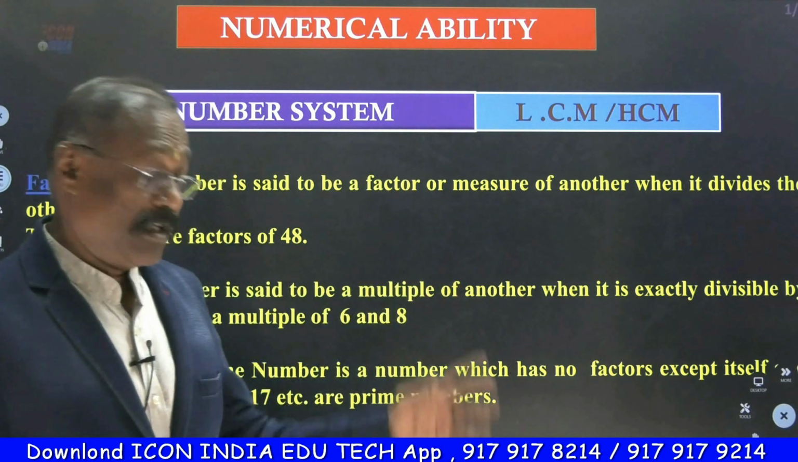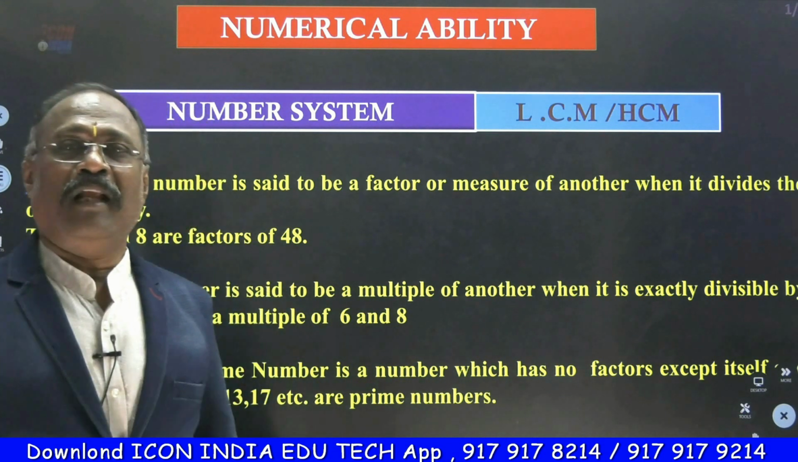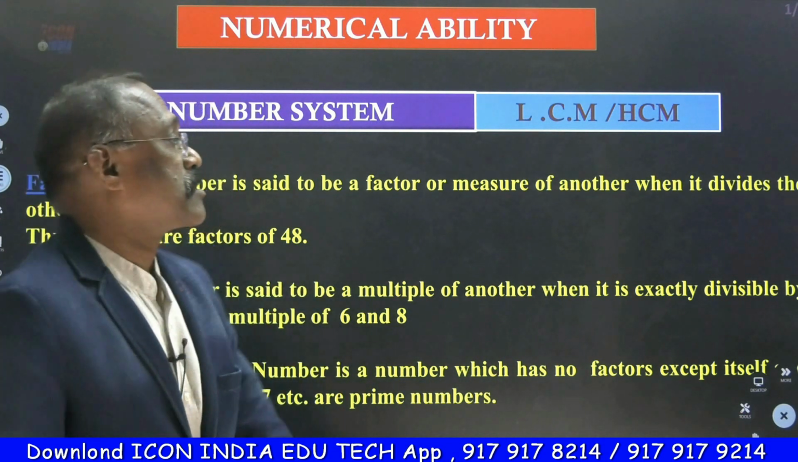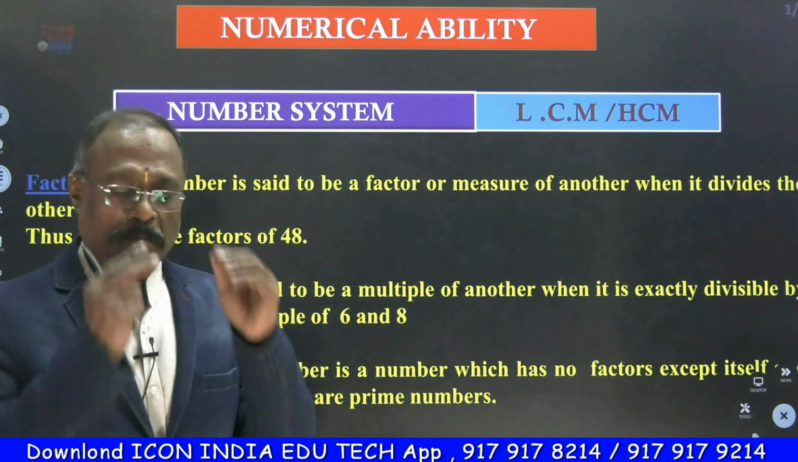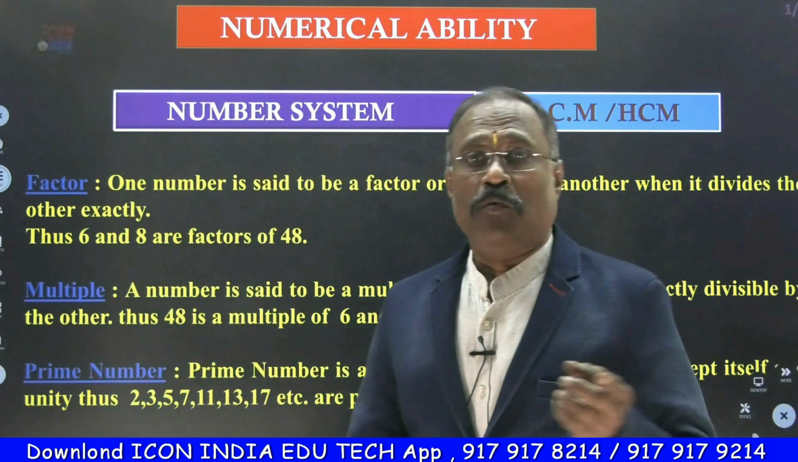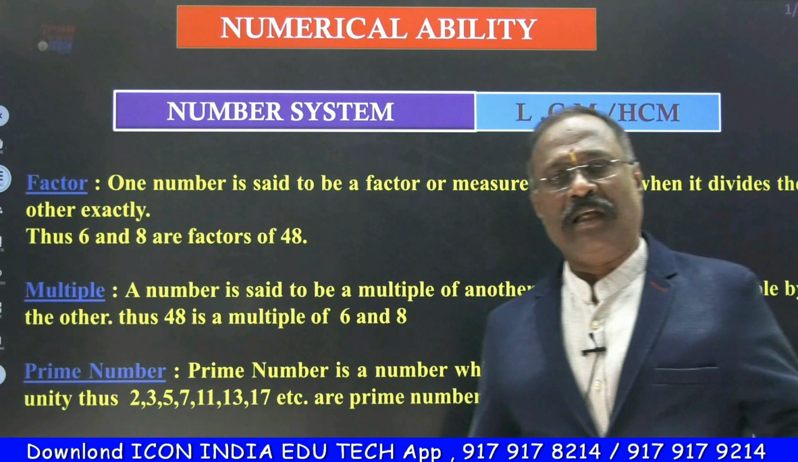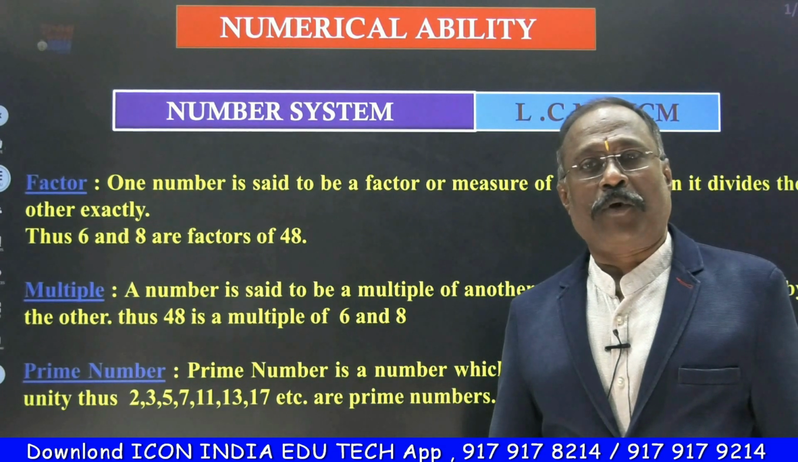This is all you have learnt in your lower classes, LCM and HCF. LCM stands for lowest common factor and HCM stands for highest common multiple. So in this number system, what is the use of this LCM and HCF? We'll be anyway knowing all this in the problems.